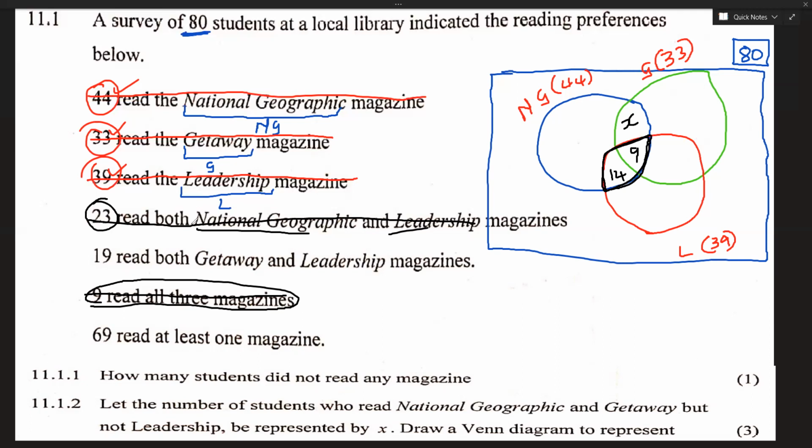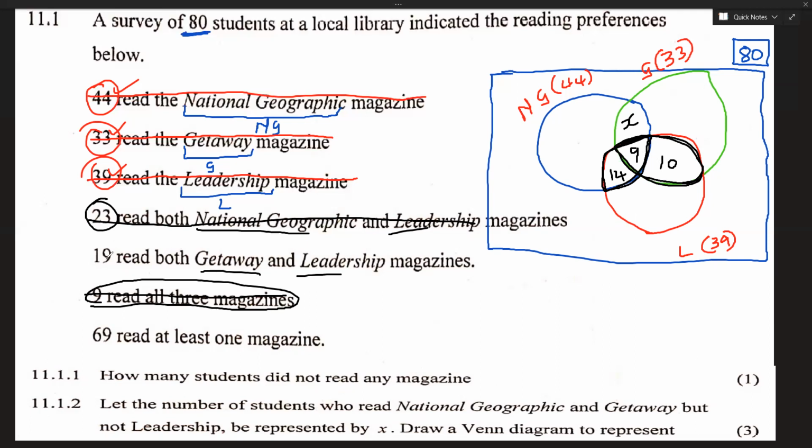Right. And then they say 19 read both G and L. So G and L, the total must be 19. Remember, the circles of G and L meet here up until there, right? They meet here where I'm highlighting. So I have 9 there. So here I must have 10 then, so that the total is 19. Okay.